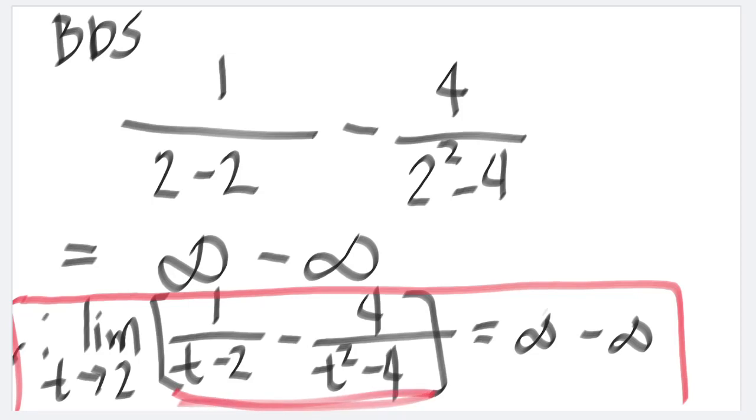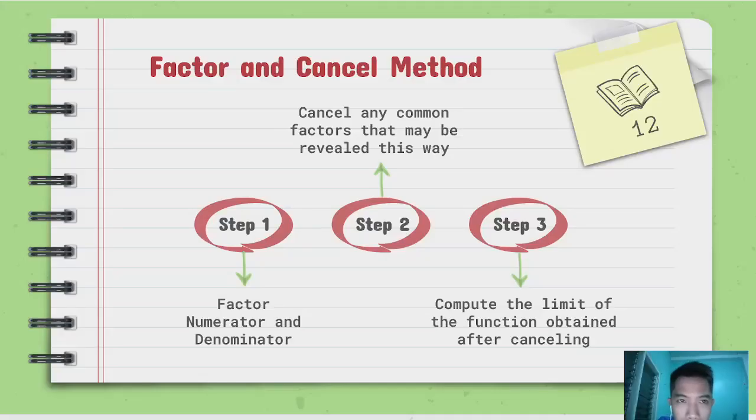So we will discuss some of the methods that will evaluate the limit of a function if direct substitution will yield an indeterminate form. Now let's start with the first method on determining the limit of a function that will yield an indeterminate form. The first one is the factor and cancel method.